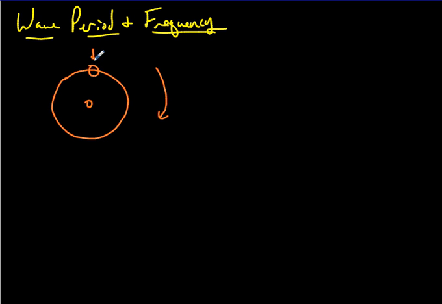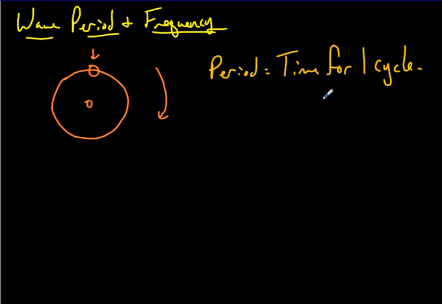So we call this the period. If it's a record, I don't know the exact time it takes, but I'm going to say it's like 1 second, something like that. So period equals the time for one cycle. A cycle is going around here one time.